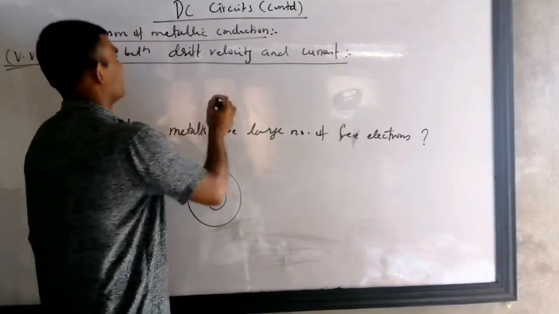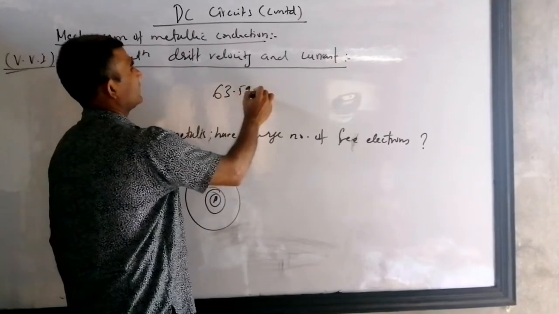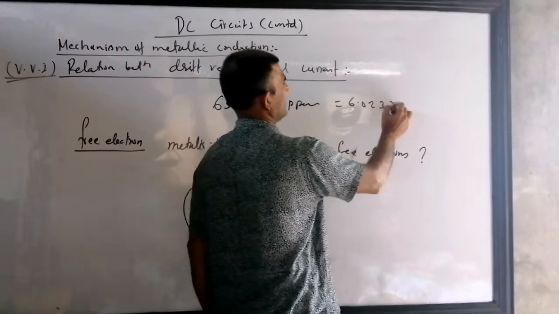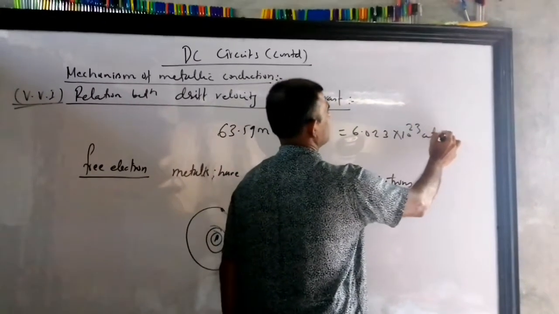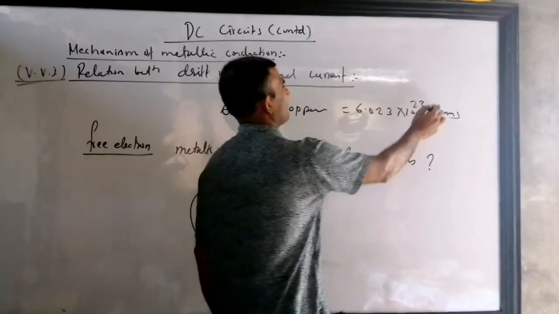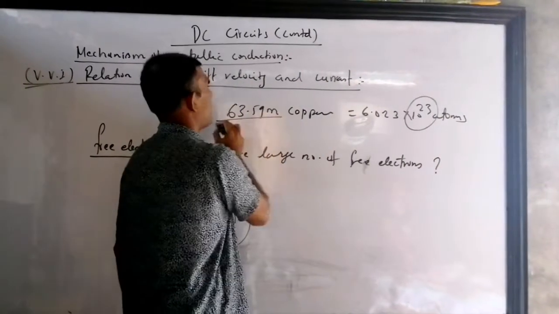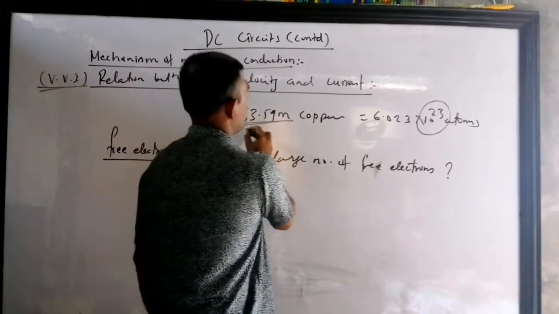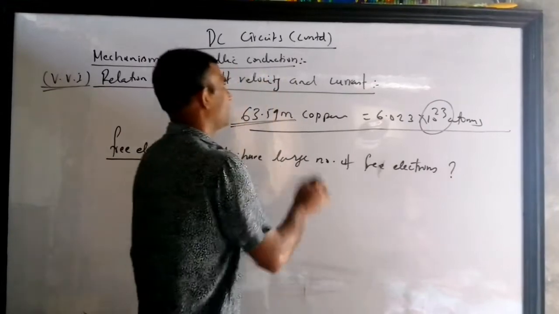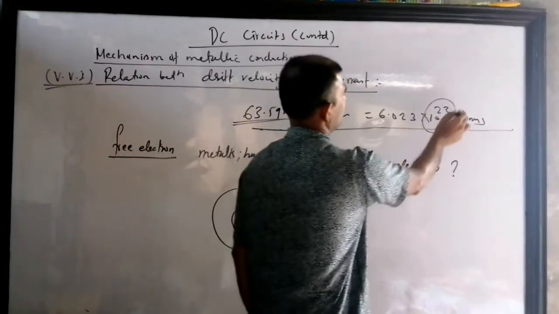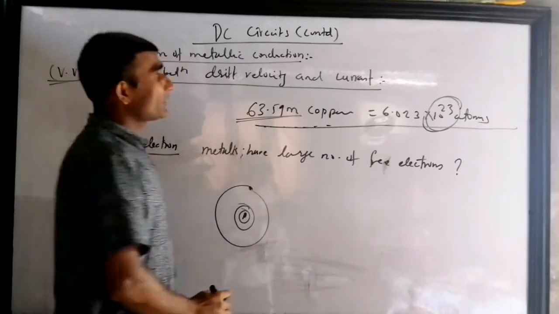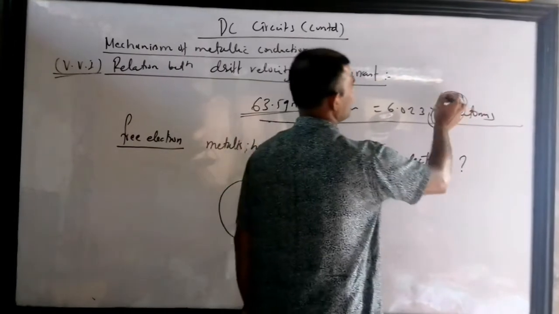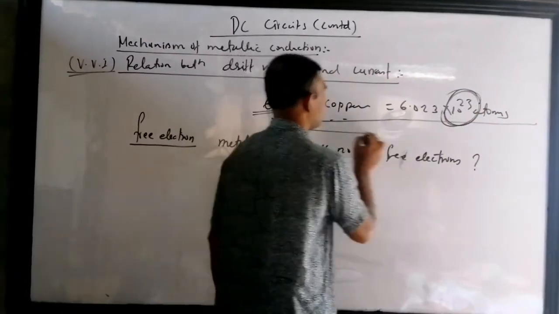You know that 63.5 gram of copper contains 6.023 into 10 to the power 23 atoms. See this large number. This many atoms are contained in 63.5 gram, so if I make a wire of 63.5 gram copper, and count the atoms everywhere along its length, you will get this much. And each copper atom gives one electron, so there are this many free electrons which can move randomly in the metal wire.